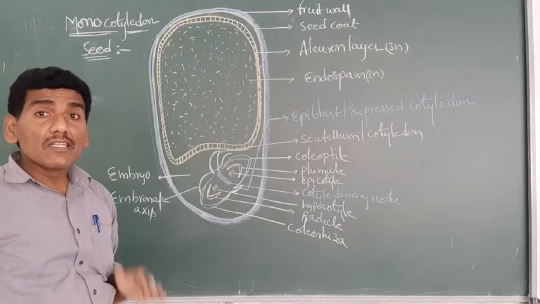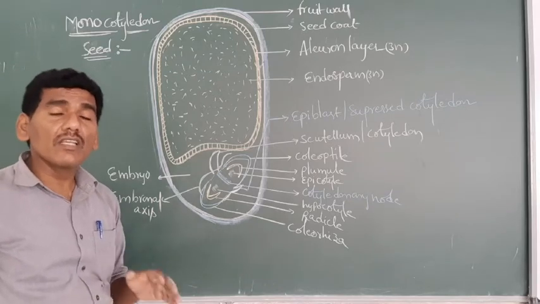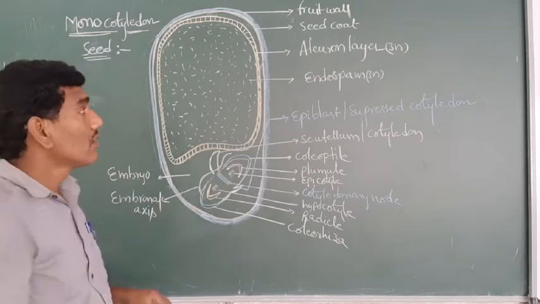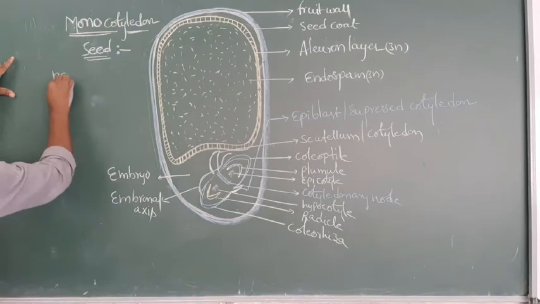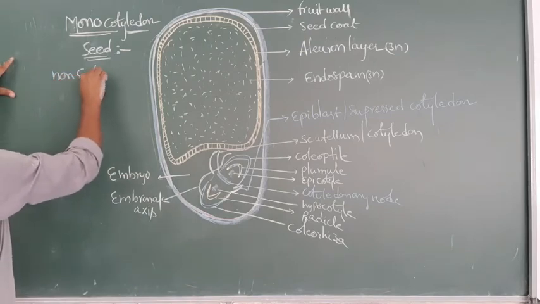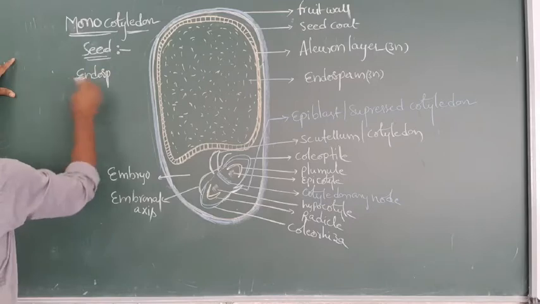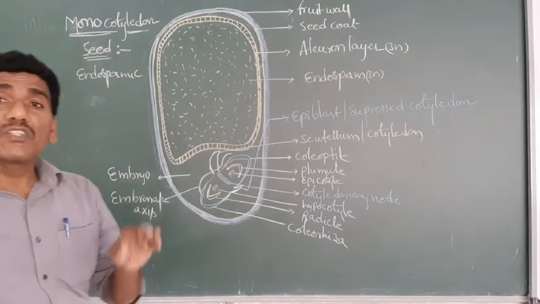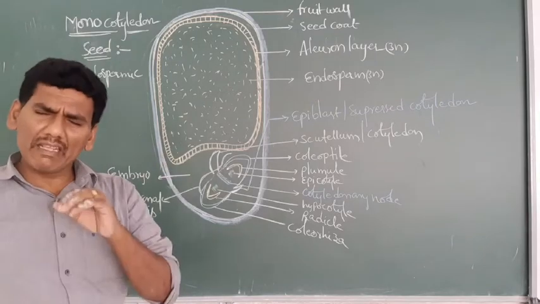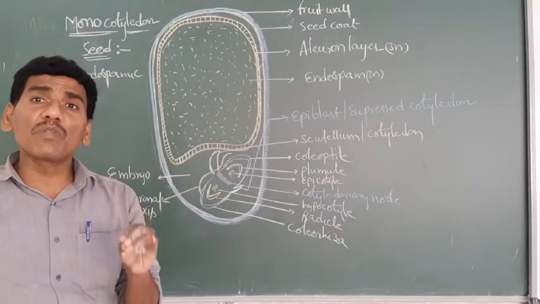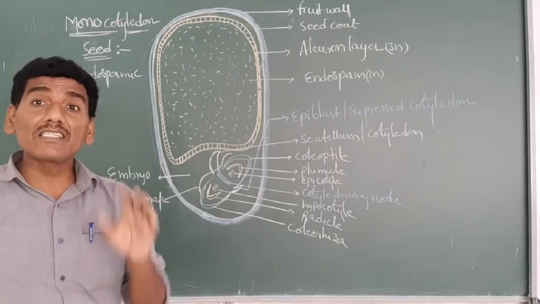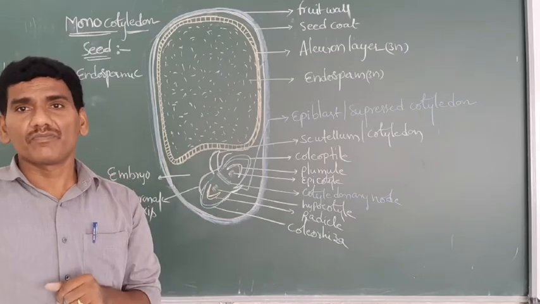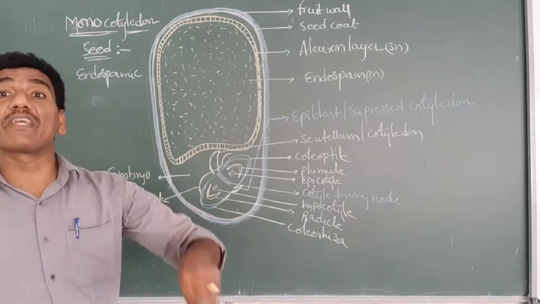Generally, monocotyledon seeds are endospermic. Almost all types of monocotyledon seeds definitely have endosperm present inside the seed. That's why these are endospermic seeds.